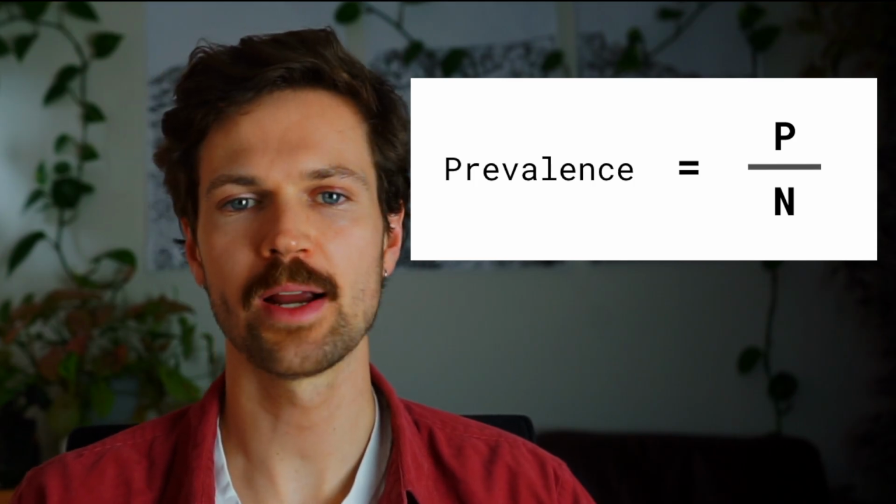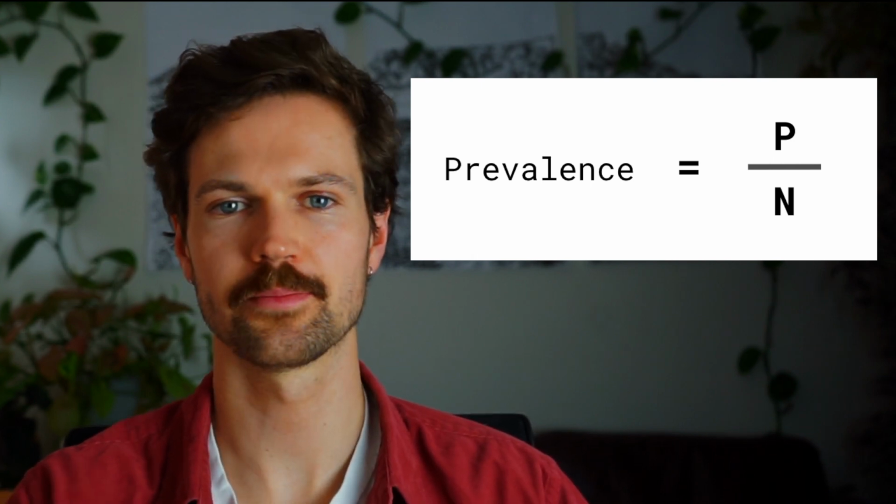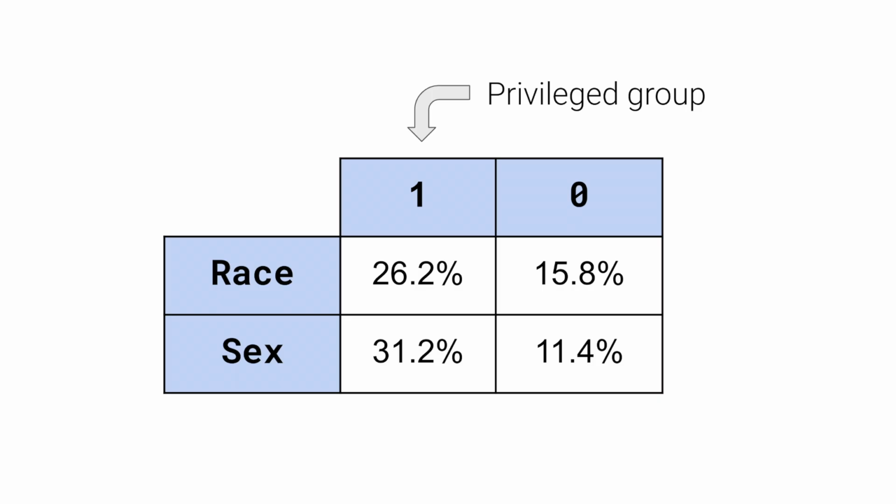Now, let's see how we can use prevalence to quantify historical injustice. For a target variable, prevalence is the proportion of positive cases to overall cases. Our dataset has an overall prevalence of 24.8%. That is, roughly 1/4 of the people in our dataset earn above $50,000 and should be given a loan. We can calculate prevalence separately for the privileged and unprivileged group. Notice how the values are higher for the privileged group. In fact, if you are male, you are 3 times more likely to earn above $50,000 than if you are female.